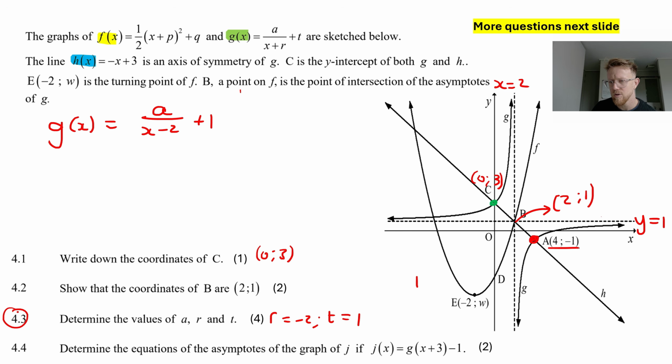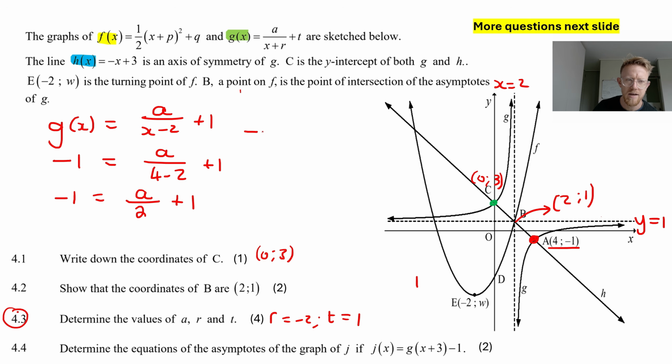I know that I've got this coordinate (4, minus 1). So I plug in minus 1 as the y, 4 as the x, and then I end up with minus 1 equals a over, now 4 minus 2 is 2. Okay, now you want to solve. So the way you'll solve this is take this plus 1 to the other side, so it will become minus 2. Now you could think of this as minus 2 over 1, and then in mathematics, whenever you have a fraction equal to another fraction, what do you do?